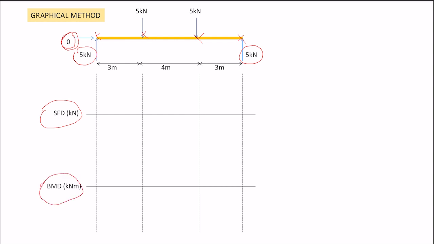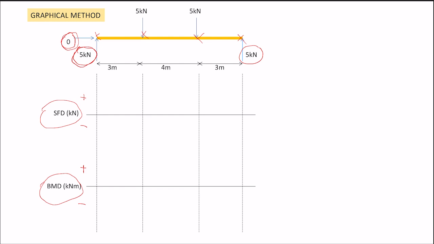I will call whatever is above positive and below negative. BMD is the same, whatever is above is positive, below is negative. Okay. I will start drawing the SFD first. You have to look at the very far left, the very left end, where you have one force which is 5 kilonewton. It is upward.